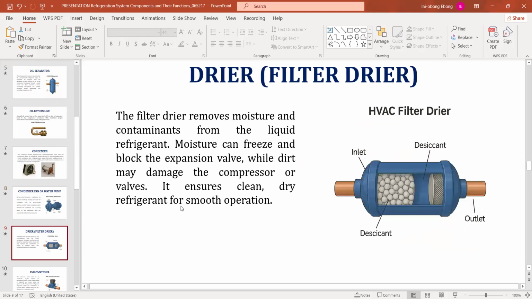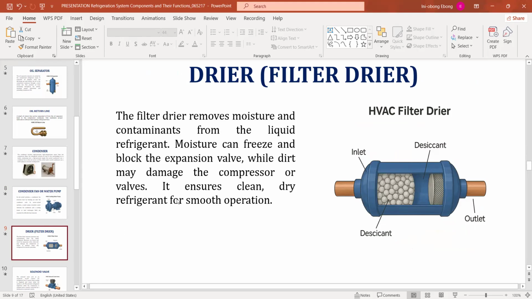So that takes us to the filter dryer, because after your condenser, you have your filter dryer. Your filter dryer is supposed to be in the system to trap moisture and metal shavings. The compressor is a moving part, so there's a possibility of wear. So your filter dryer is supposed to collect that, right?